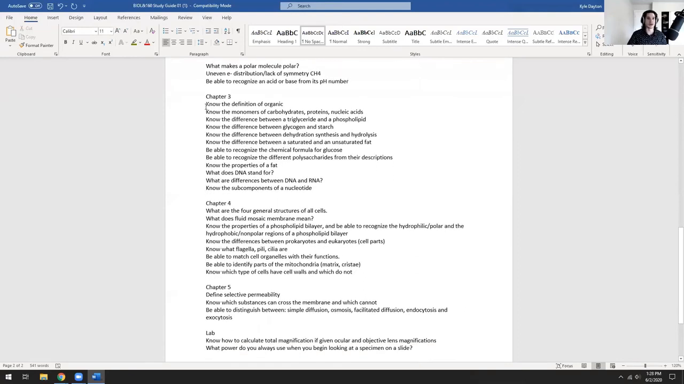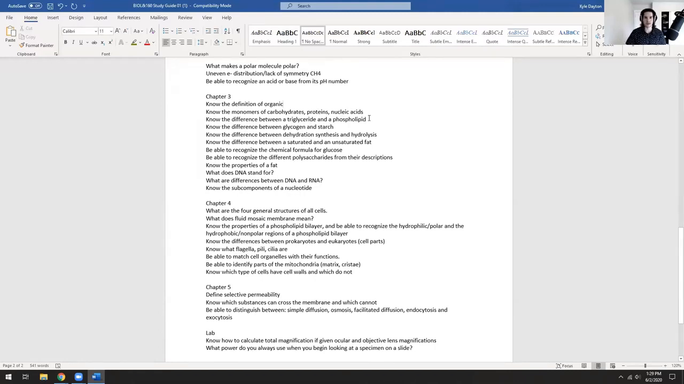All right, know the definition of organic. So what does it mean to be organic? That's going to be something that contains both carbon and hydrogen atoms. Know the monomers of carbohydrates, proteins, nucleic acid. The monomers of carbs are going to be sugars or monosaccharides. The monomers of proteins are going to be amino acids. And then the monomers of nucleic acids are going to be nucleotides.